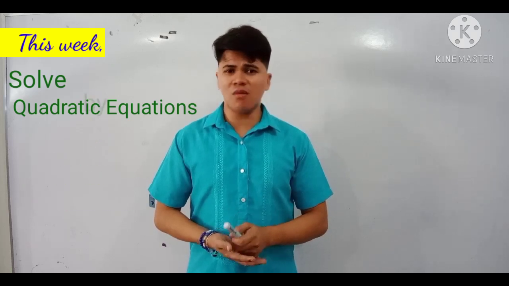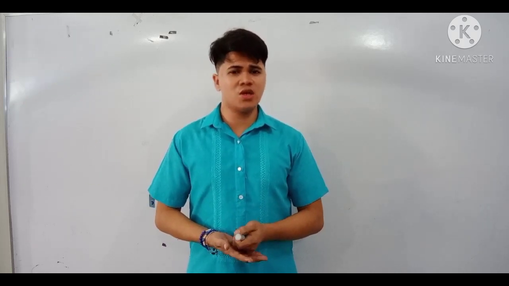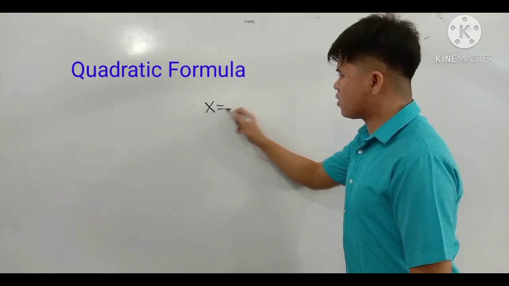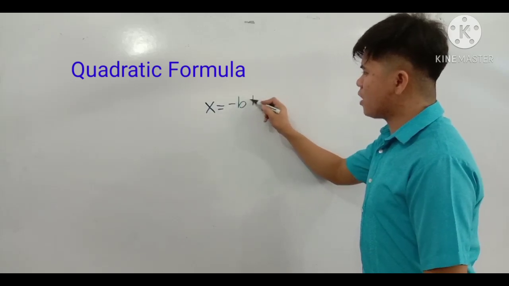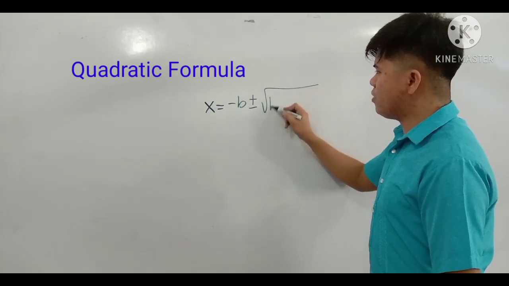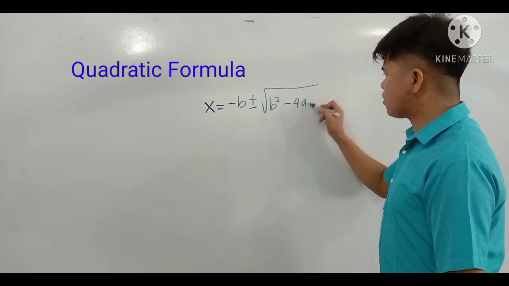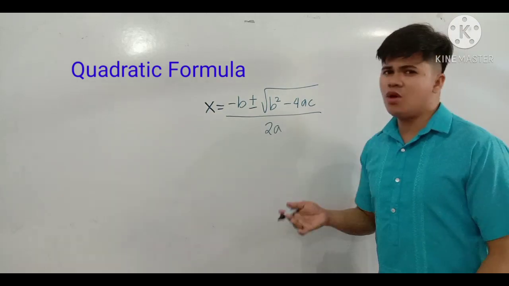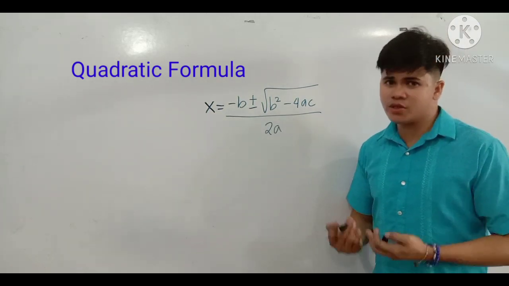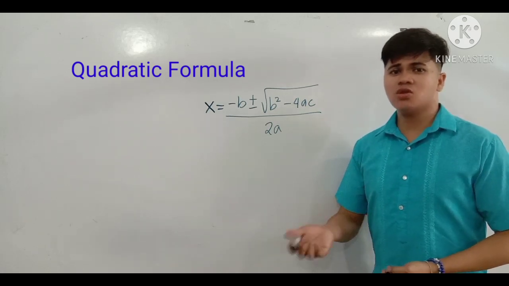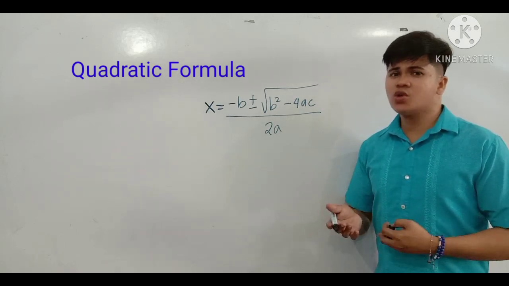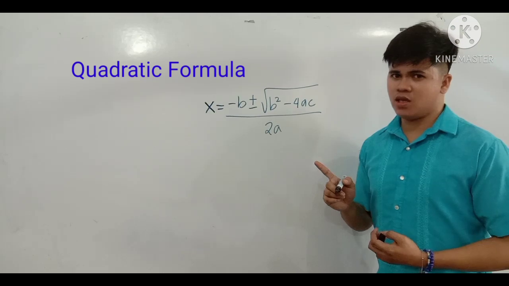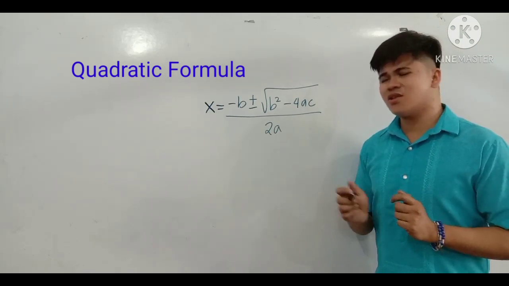Before I give you some examples, I will present to you first the quadratic formula. Here is the quadratic formula. x is equal to negative b, positive negative, the square root of b squared minus 4ac all over 2a. This time, we always have to write first the given quadratic equation into its standard form in order to determine the final value of a, b, and c. So without further ado, let's study this given example.